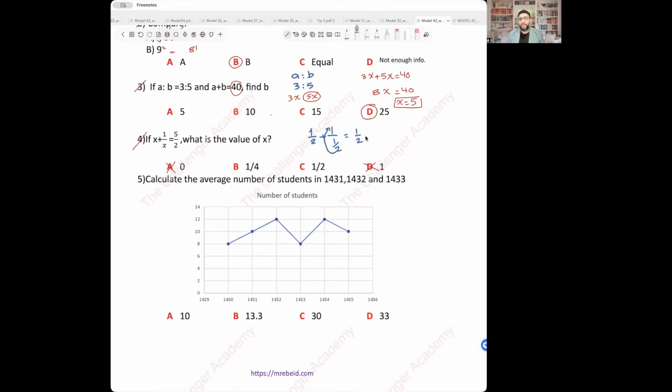So we have half plus 2 times 1 over 1, which equals 2. So it's half plus 2, which equals 2.5, which equals 5 over 2, which equals the right-hand side. So the answer is C.